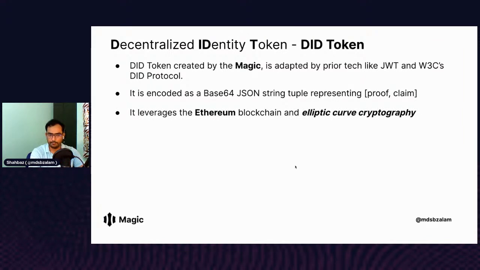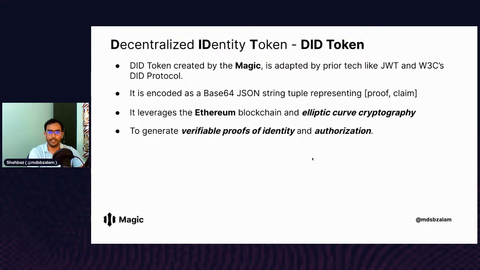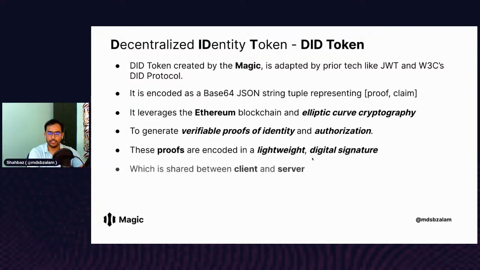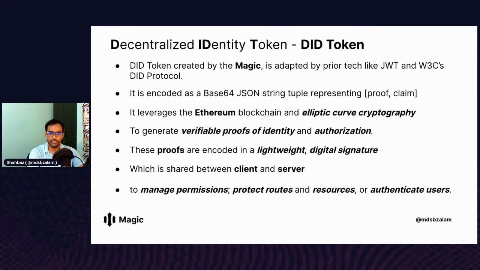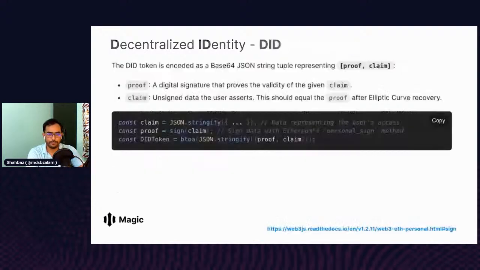So Magic is built on Ethereum blockchain, and it uses the elliptic curve cryptography to generate verifiable proofs of identity and authorization. These proofs are encoded in lightweight digital signature, which is shared between clients and server to manage permissions, protect routes and resources, or authenticate users.